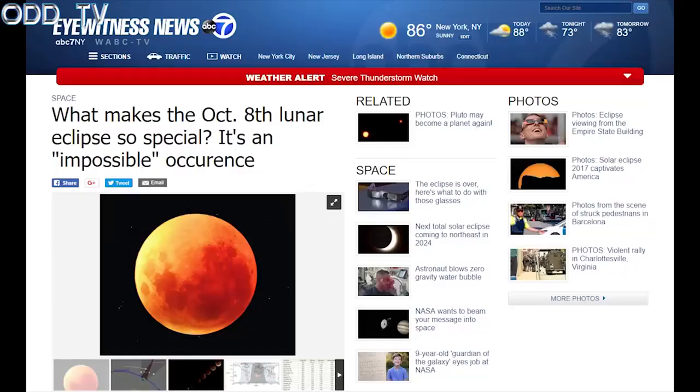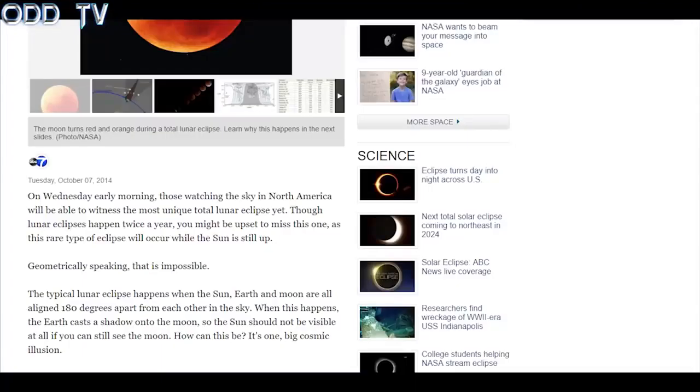There, I'll show you one right here. What makes October 8th lunar eclipse so special? It's an impossible occurrence. It says, on Wednesday early morning, those watching the sky in North America will be able to witness the most unique total lunar eclipse yet. Though lunar eclipses happen twice a year, you might be upset to miss this one, as this rare type of eclipse will occur while the sun is still up.